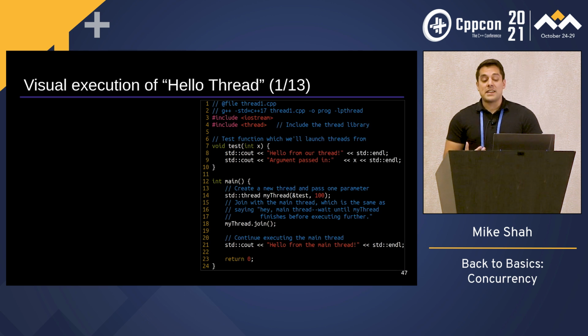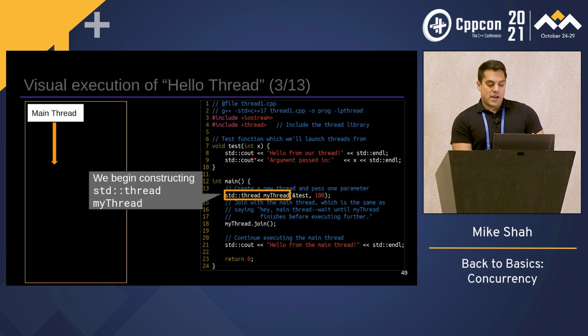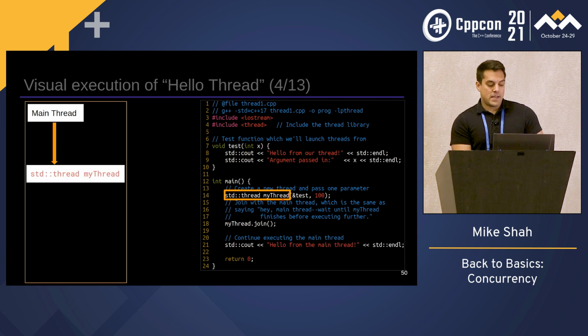So just visualizing the execution of hello thread. Where does it all begin? Well, same as all of our other C++ programs, from the main function. So we have one main thread at this point, we can think of it. And then we're going to march down and begin constructing our thread here, mythread. In the construction of the thread, we're calling the test function. I'm passing in the address of test so that we call the test function. And then we can have a variable number of arguments here.